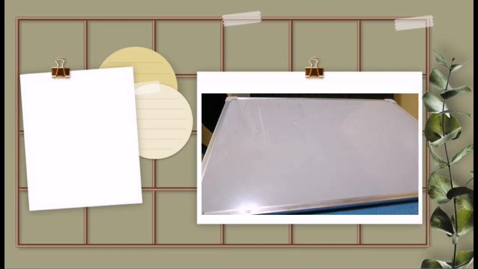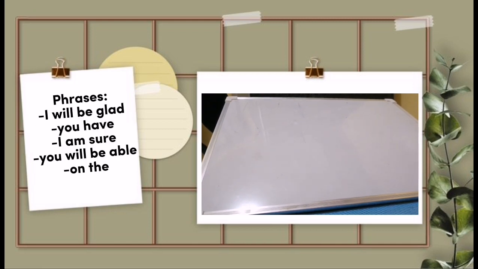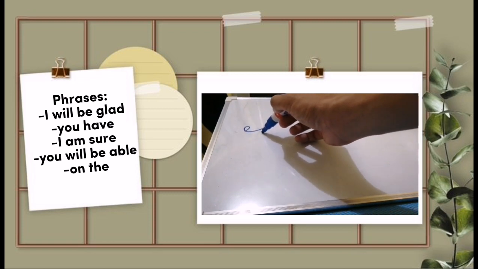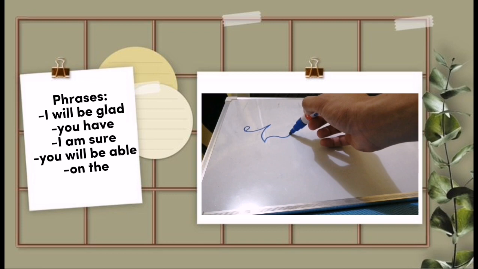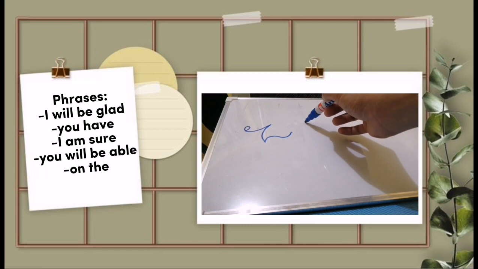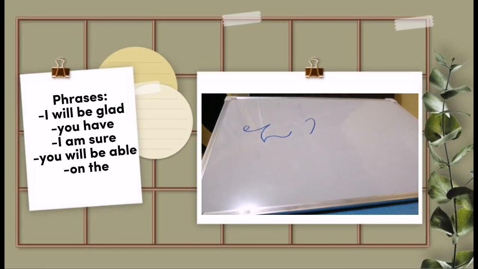And lastly, we have the phrases for our lesson 41. First phrase is the phrase I will be glad. And this is how you write the phrase I will be glad. And next one, we have the phrase you have. That's how you write the phrase you have. Next one, we have the phrase I am sure.